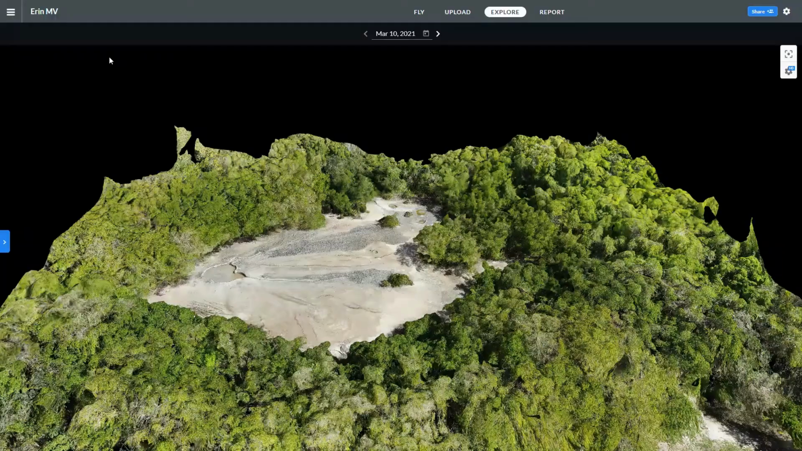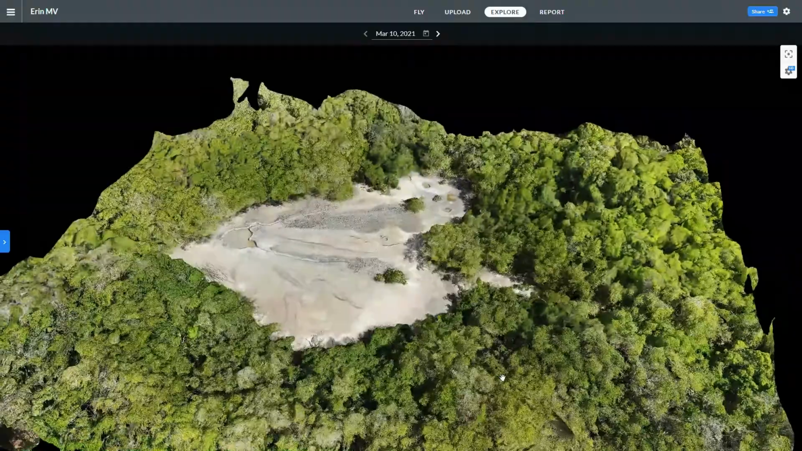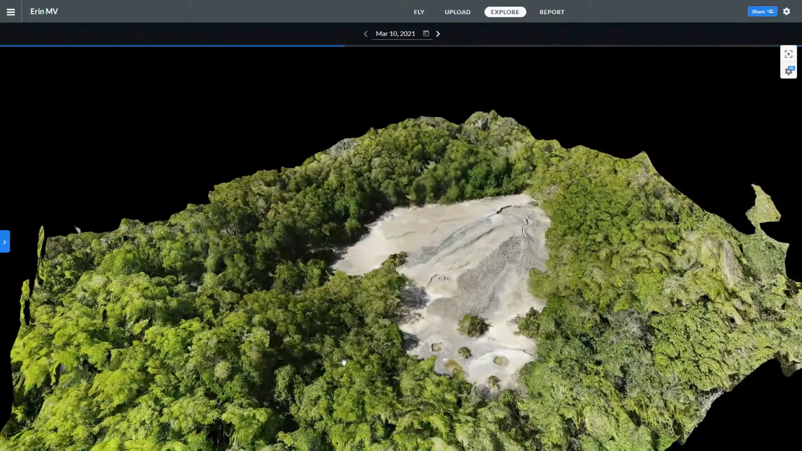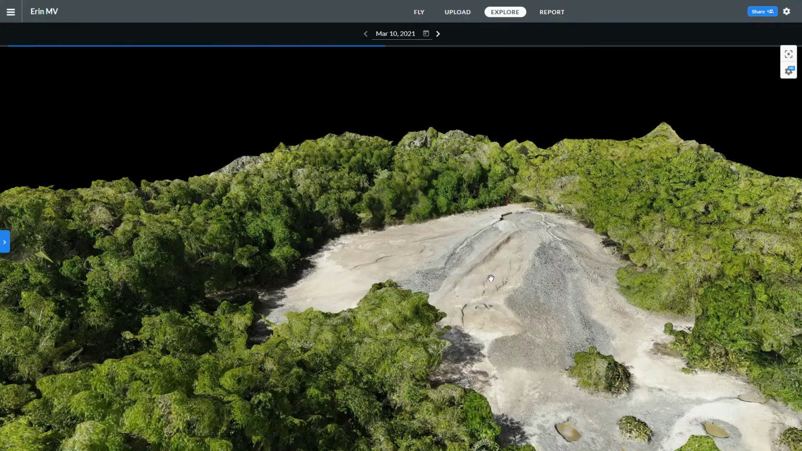In this 3D model, we can see changes in the elevation of the area around the mud volcano and the points where the edges of the pool have been breached so that mud can be released for people to play in.